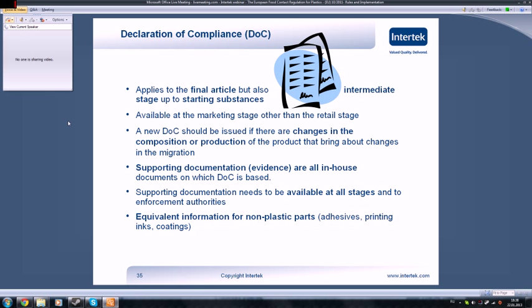Supporting documentation needs to be available at all stages and to enforcement authorities only. And of course, it's not just valid for the plastic parts which are in contact with food. It's also for non-plastic parts. You need to provide equivalent information that the use for the intended application is safe. So this brings on board all those other substances which are not yet covered by the PIM: adhesives, printing inks, coatings, colorants.